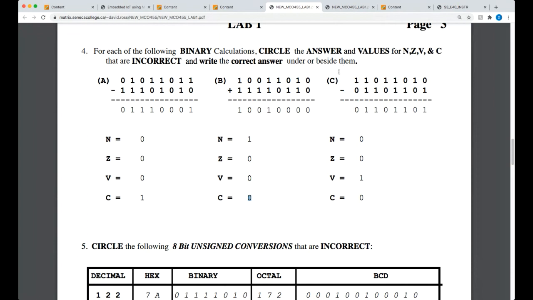Now, the other thing is, what happens when you do subtraction? Subtraction is a little bit strange because you can still get a signed overflow by subtraction, but the rules are a little different, as we'll see.